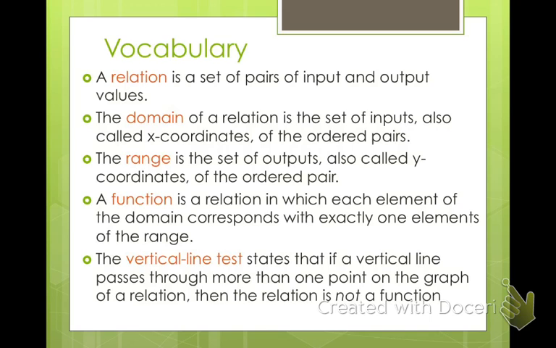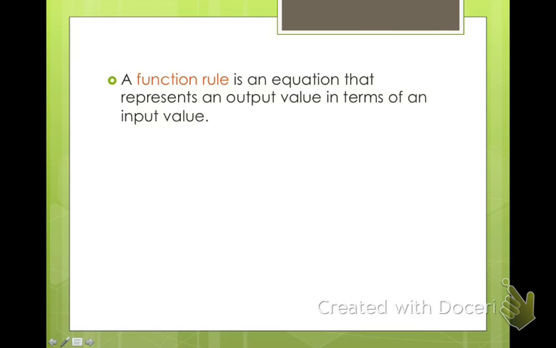And the vertical line test states that if you draw a vertical line, I mean vertical up and down, through a picture on the graph, there is 1 point on the entire spectrum of the graph. If there's any time that you can draw a line through 2 points, it is not a function. The function rule is just the equation that represents output values in terms of input values.